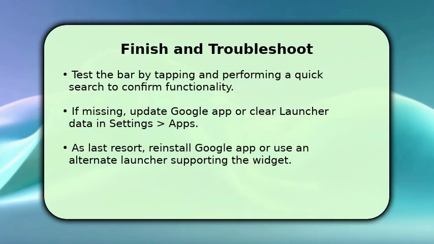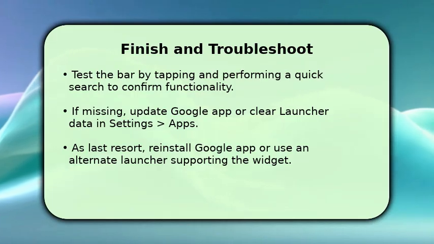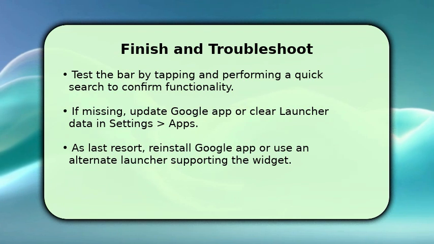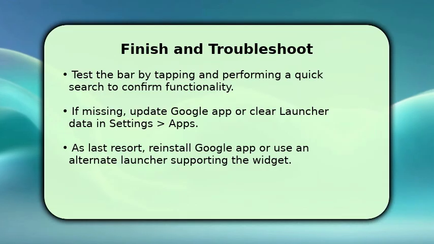Tap the new search bar and run a quick query to confirm it opens the Google app and returns results. This verifies the integration. If the widget isn't available in Widgets, make sure the Google app is updated, then clear the launcher's cache or data in Settings, Apps, Realme Launcher. This refresh often restores missing widgets.